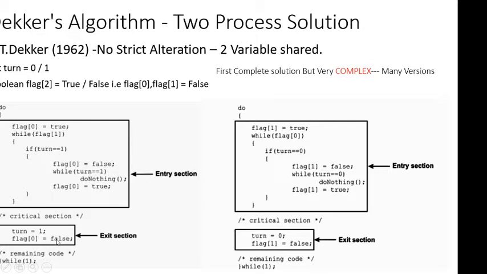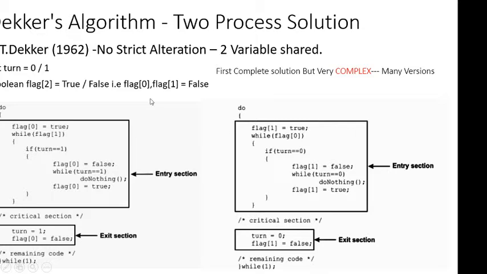Flag 1 for process 0, flag 0, and process 0 doesn't want to go into his critical section. Then he starts executing the remaining part of his code. Fine. So similarly, flag 2 will also do the same thing. Now what happens if flag 1 is true?